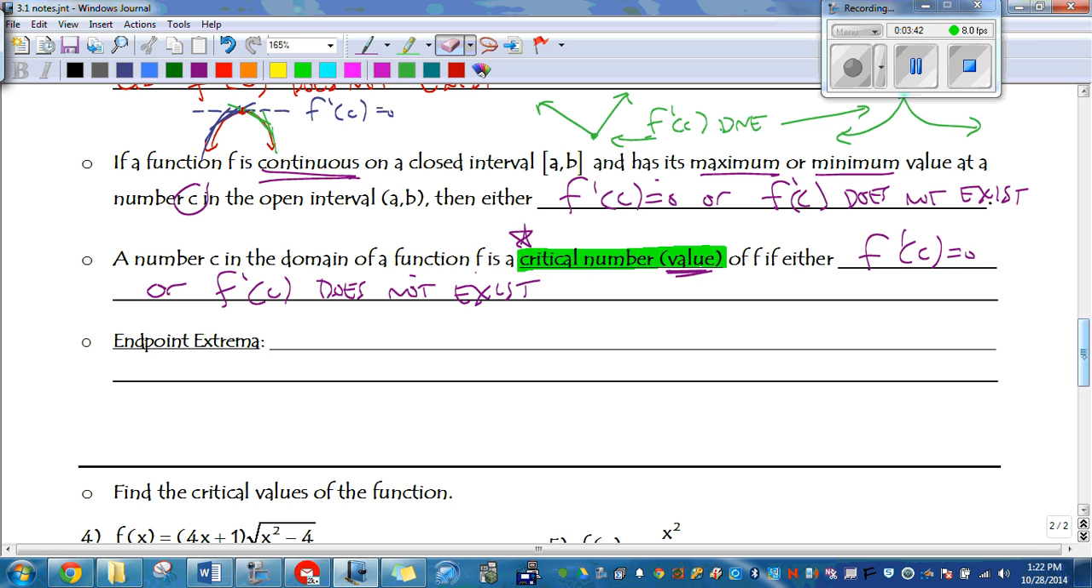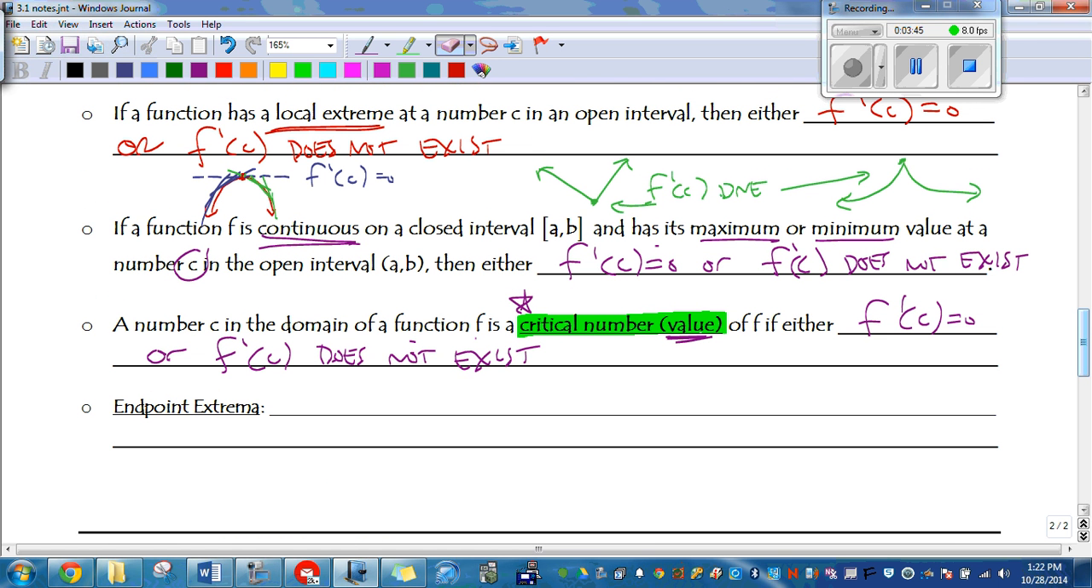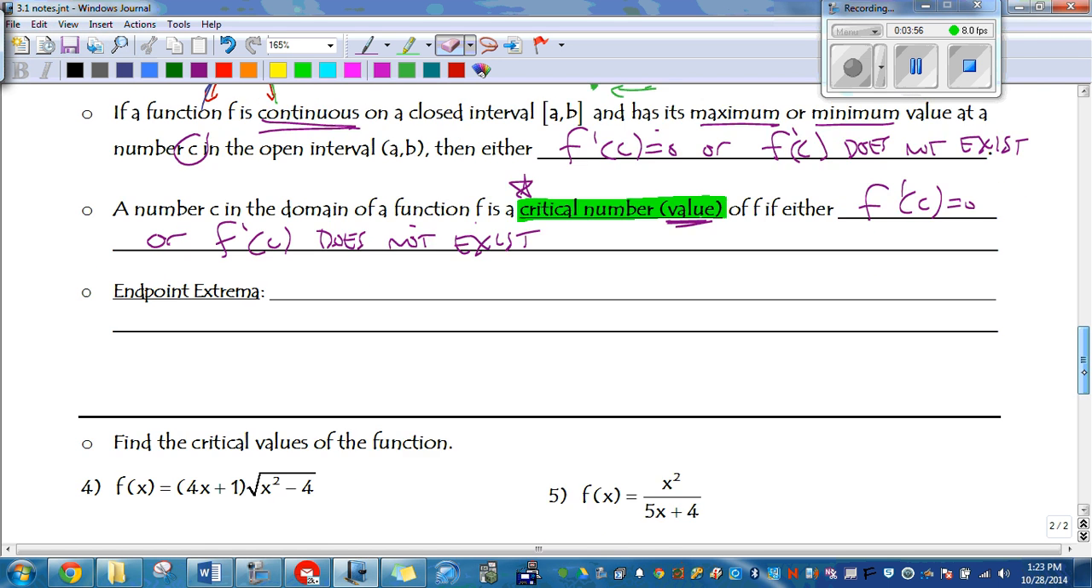Alright, so as you can see, we've written this 3 times. It's important to know. Derivative 0, derivative does not exist. That's a local extrema. It's a critical number. And it could be an absolute max or min as long as it's not that endpoint.